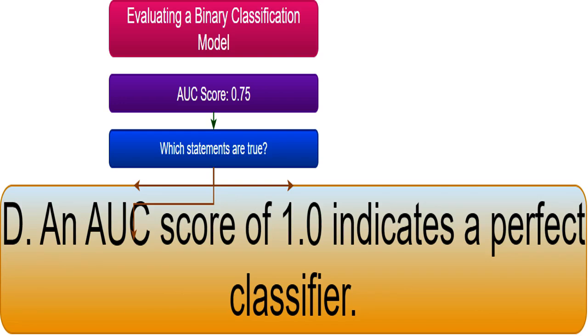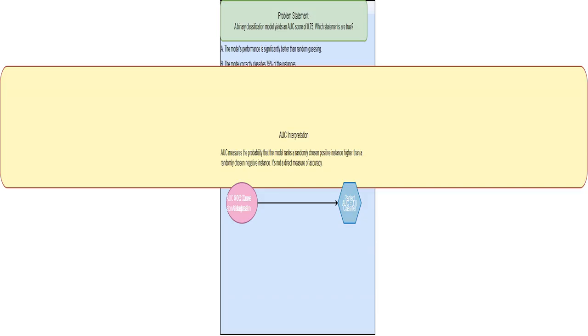Absolutely correct. An AUC of 1 means the model perfectly separates the positive from the negative instances. I interpret AUC as the likelihood that the model correctly ranks a randomly selected positive instance higher than a randomly selected negative instance. It's not about the percentage of correctly classified instances, but rather how well the model distinguishes between the two classes. Think of it like this. A higher AUC means the model is better at separating the positive and negative cases.